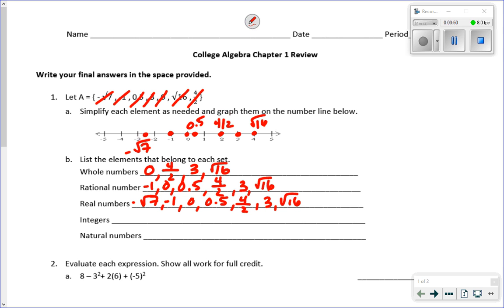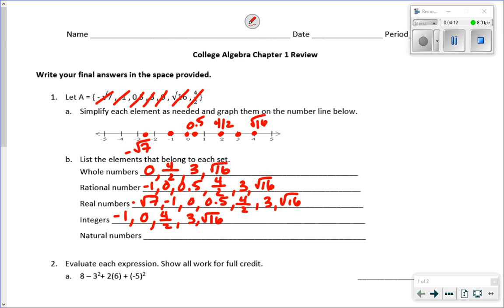Okay, integers. Integers are positive and negative counting numbers, including 0. So negative square root of 7 is not an integer, but negative 1 is. So is 0. 0.5 is not. 4 over 2 is an integer. 3 is an integer, and so is the square root of 16.